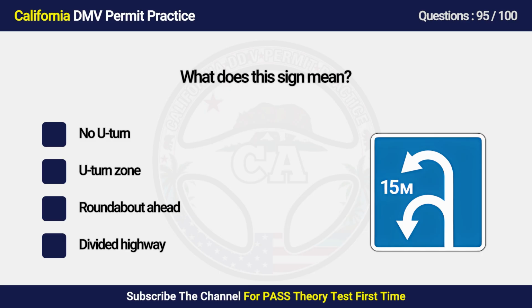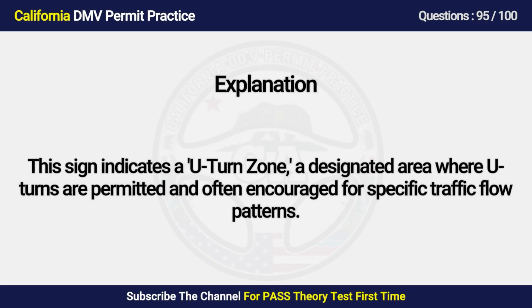Question 95. What does this sign mean? A. No U-turn. B. U-turn zone. C. Roundabout ahead. D. Divided highway. Answer is B. U-turn zone. This sign indicates an area where U-turns are permitted, often for specific traffic flow patterns.